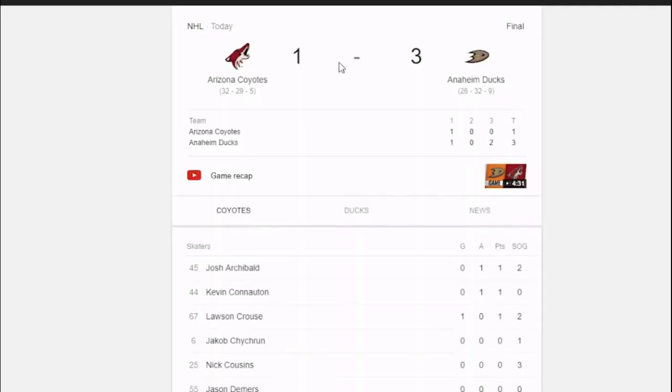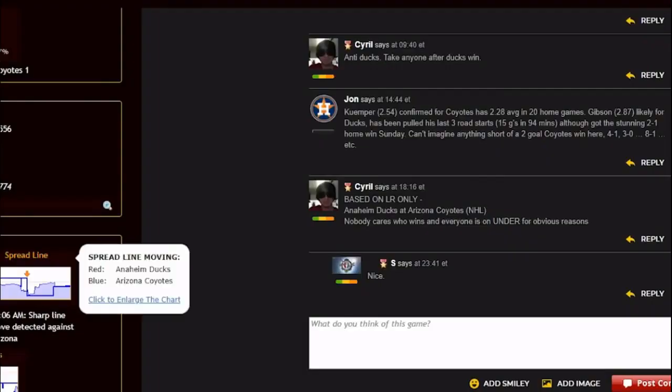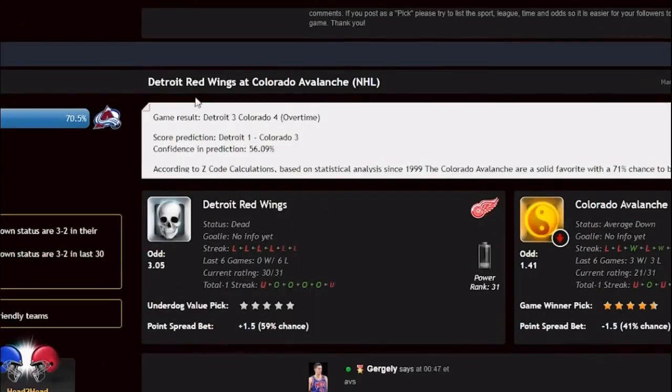Let's see the result. So the result is 1-3. So the Ducks won in another low scoring NHL game as we predicted. So another victory for the line reversal tool.